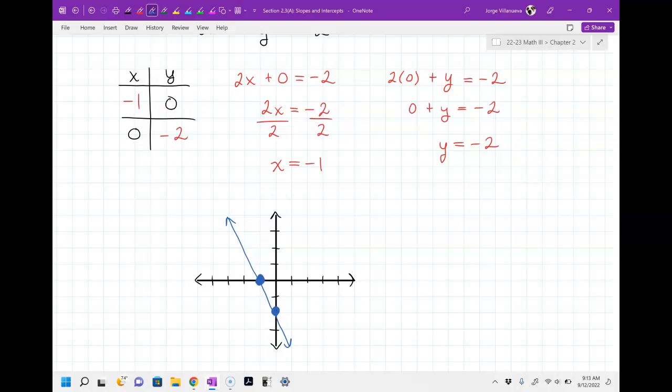Is this a positive or a negative slope? Negative, right? We could figure out the slope if we wanted to, because now that we know the points, -1, 0, and 0, -2, I could use a formula to figure out the slope. Or just count, right? The slope would be -2 over 1, or just -2, because you got to count down and to the right. So, all right, so there you go.